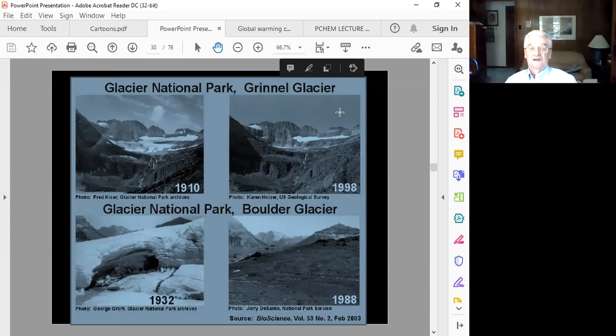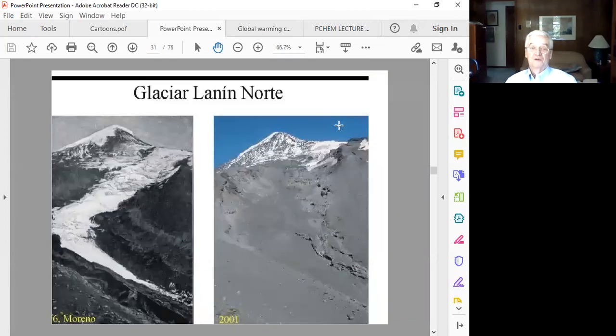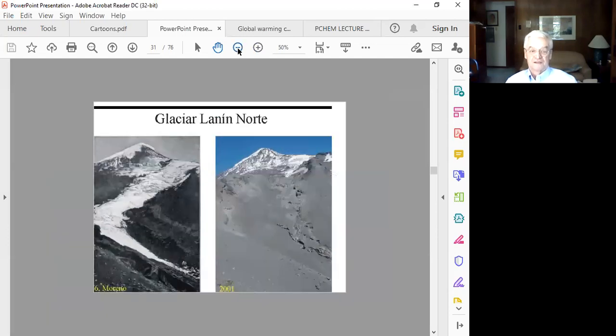Okay, Sarah went to Glacier National Park in 2018 and said she saw only one glacier. Maybe they're going to change the name and call it Former Glacier National Park. Anyway, you can dramatically see the effect of what's going on. Okay, since we're talking about something norte, this must be back in the Andes again. Let me shrink the screen, see if the dates are on there. I don't see the date, but this is 2001, and you can see it disappearing.